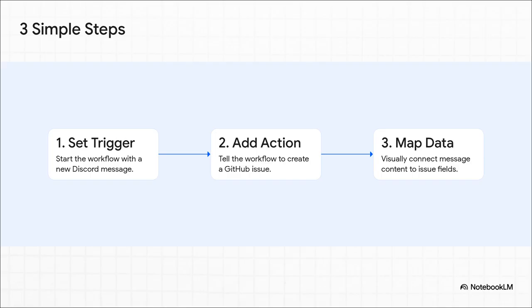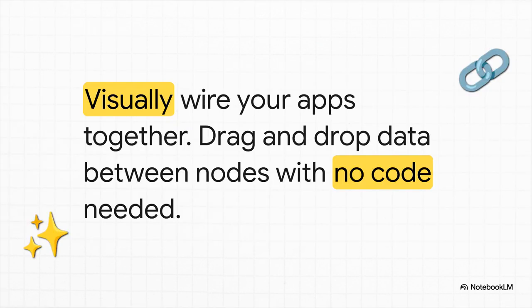2, we add our action. What do we want to happen next? Easy. We want to create a new issue in GitHub. And finally, step 3, we map the data. This is where we tell the workflow how to connect the dots between Discord and GitHub. Okay, now for what I like to call the magic moment, the data mapping. This is where n8n just feels amazing. You're literally going to visually wire these apps together. You just drag the message content from the Discord node and drop it right into the fields of the GitHub node. And the best part? Absolutely no code required for this.